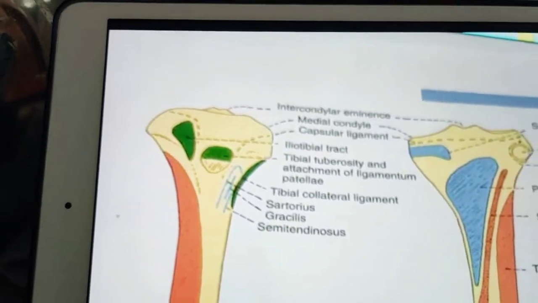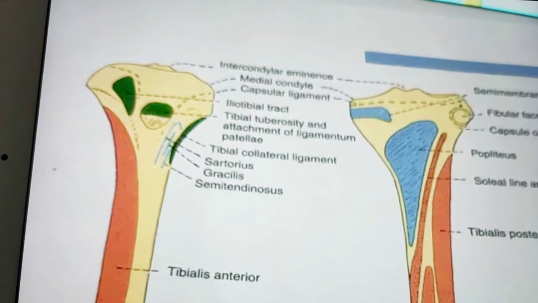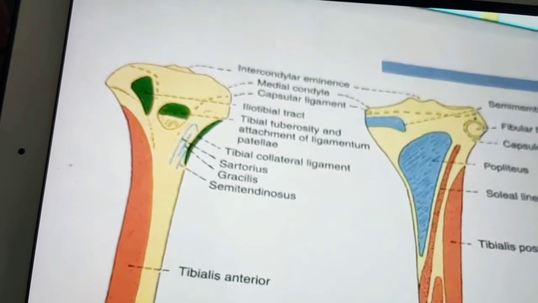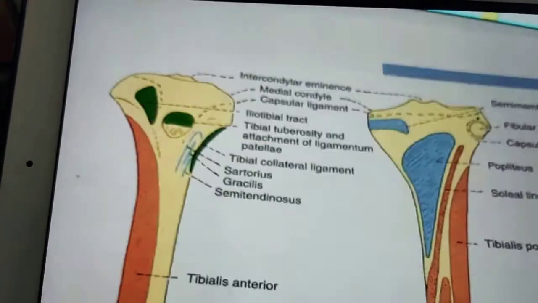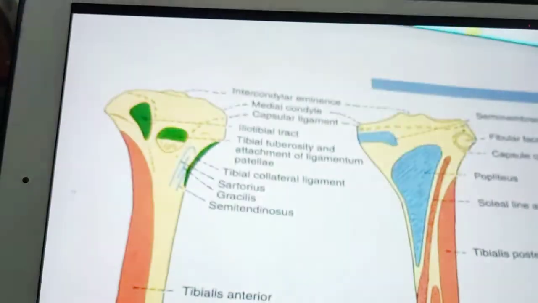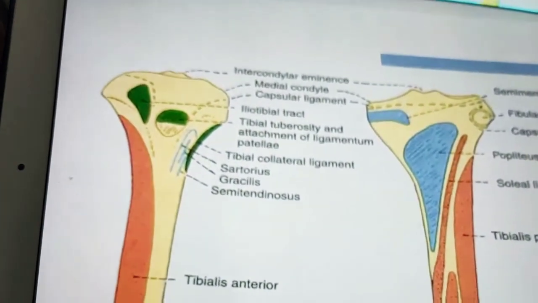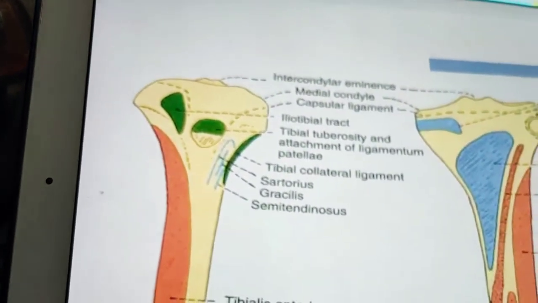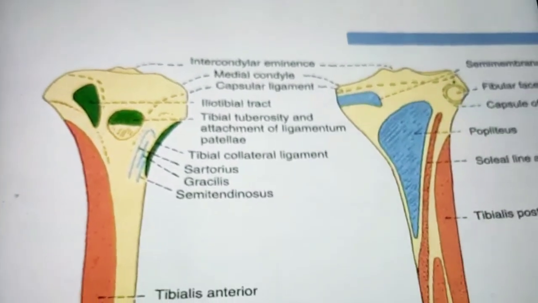Once again, let us repeat the order. First you have anterior horn of medial meniscus, next anterior cruciate ligament, next anterior horn of lateral meniscus, next posterior horn of lateral meniscus, next posterior horn of medial meniscus, next posterior cruciate ligament.